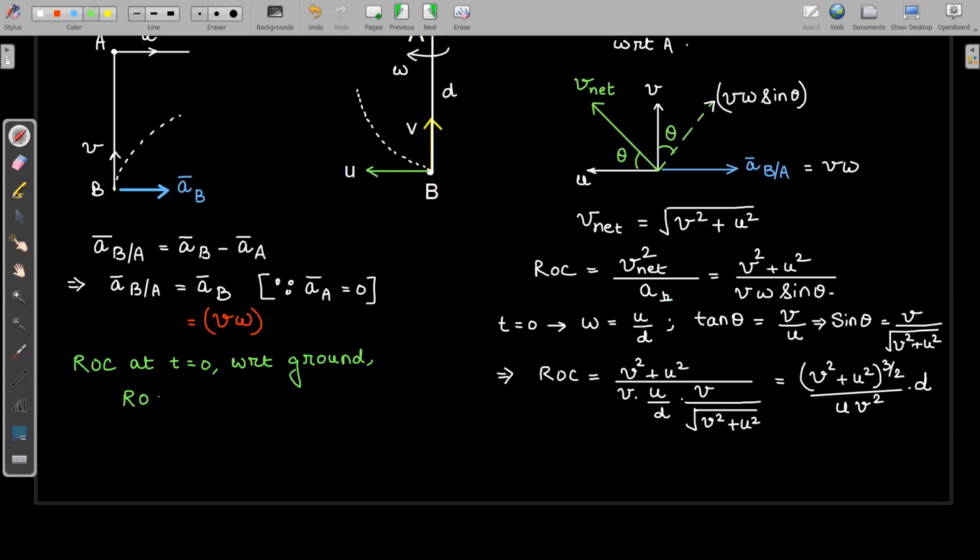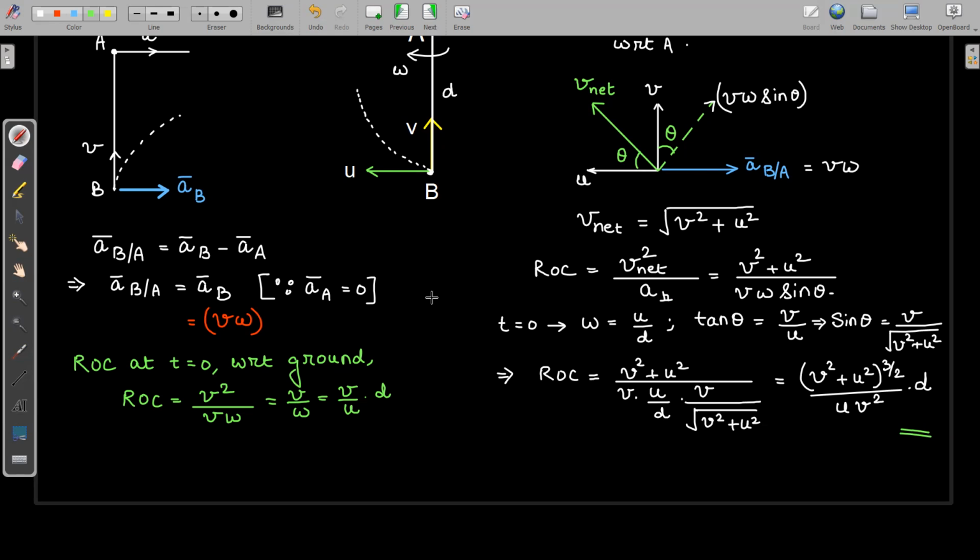So with respect to ground, the net velocity of particle B at t equal to 0 is v. So the radius of curvature is v square divided by the acceleration of B with respect to ground, which is already perpendicular to the net velocity, so it is simply equal to v omega. So this will be v divided by omega, and you know the value of omega, which is u by d. So I can write this as v by u times d. This will be the radius of curvature with respect to ground, and the earlier expression gives the radius of curvature with respect to point A at t equal to 0.